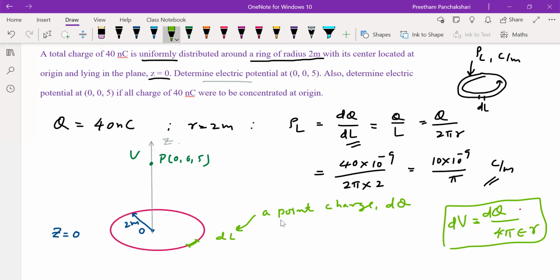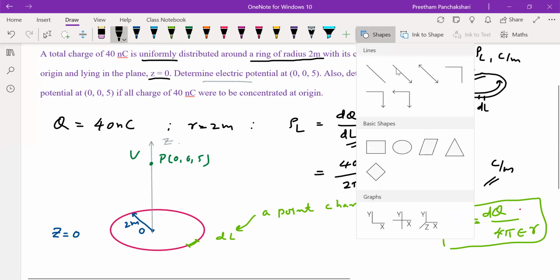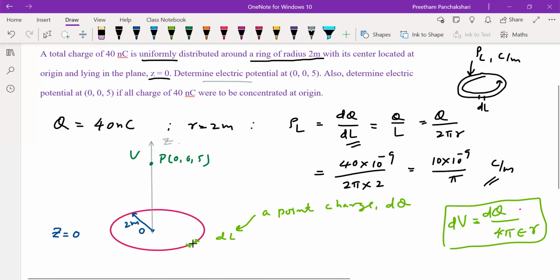So we can find the electric potential at (0, 0, 5) due to charge dq, which is at a distance r. We can draw the line between the point and the point charge, and we can find dv. Once you find dv, we can integrate dv along the ring to get the total potential at this point. So I would like to connect this point charge to the point.